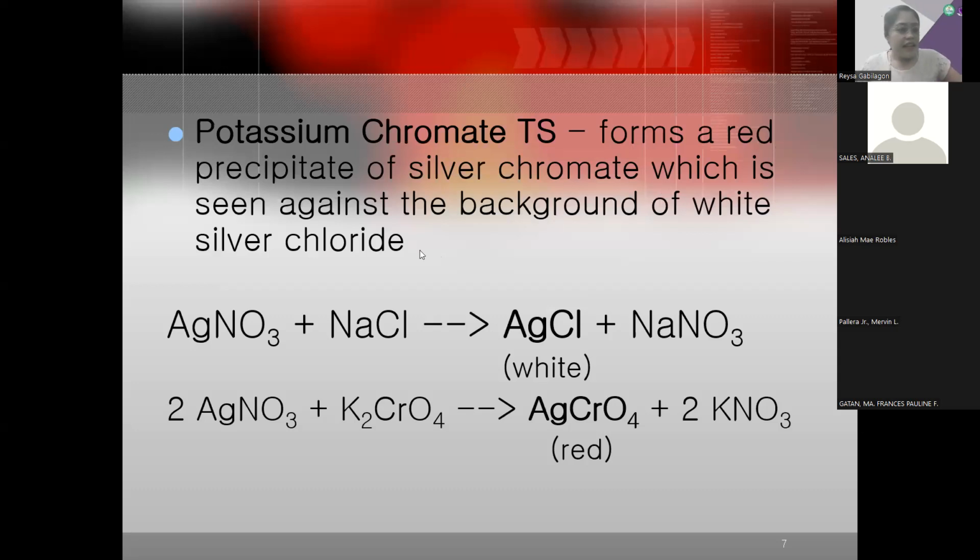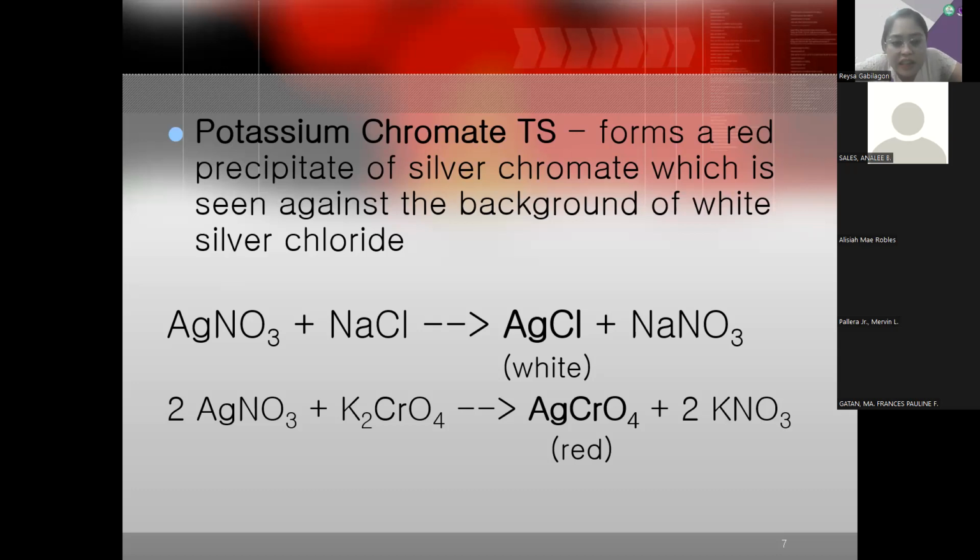Next, the second indicator is the potassium chromate. Again, this one is already the second indicator. Now, this one forms a red precipitate of silver chromate, which is seen against the background of white silver chloride. So actually, just like the FAS, the ferric alum, there will be a formation first of a white precipitate before you will obtain the red one. The red one will signal the endpoint of the titration process.